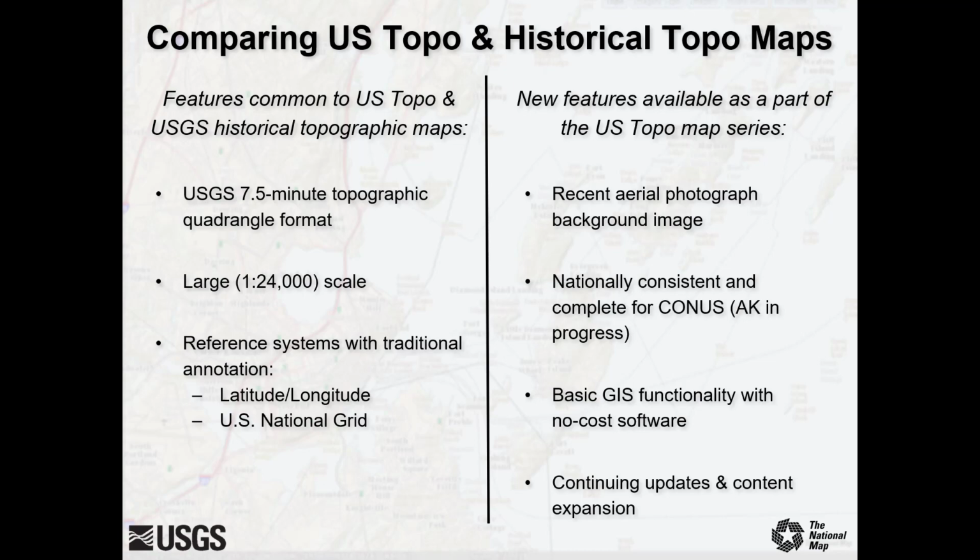Another advantage of the US Topo map series is that they are nationally consistent and complete for the contiguous United States, Hawaii, Puerto Rico, and the U.S. Virgin Islands. Alaska is very close to completion as well. Furthermore, US Topo maps can be viewed and allow for basic GIS functionality using free software. US Topo maps will also receive updates and content expansions as more data become available.